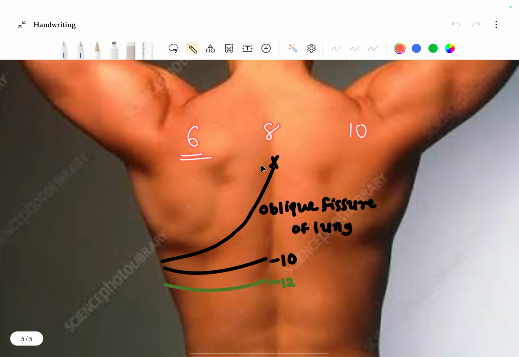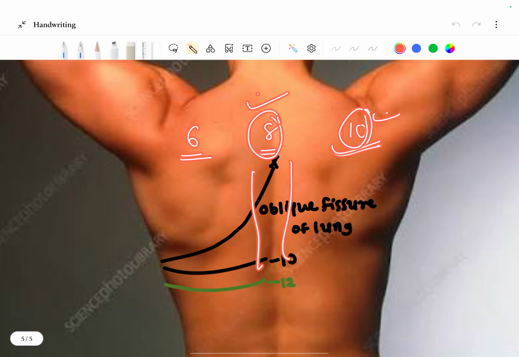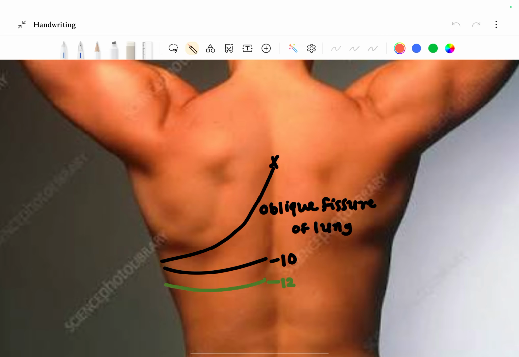To the 6th rib, they will descend down. Thereafter, at the 8th rib in the mid axillary line, and in the paravertebral line, they will come at the 10th rib. Okay, 10th rib. Is that clear or not? Okay, clear.